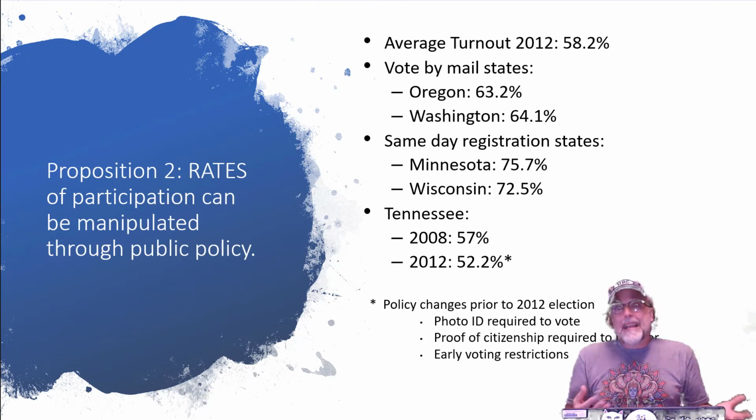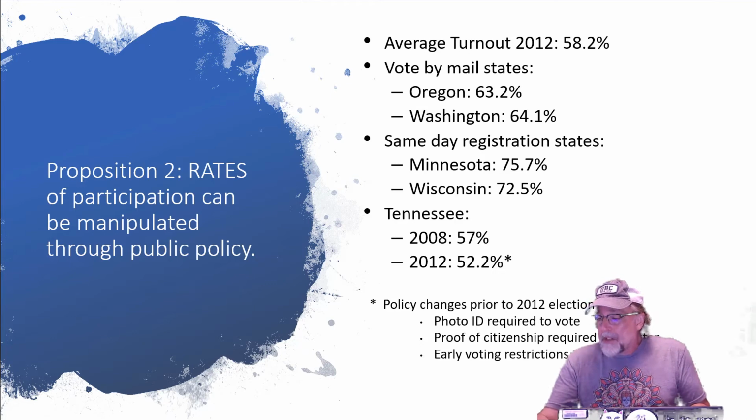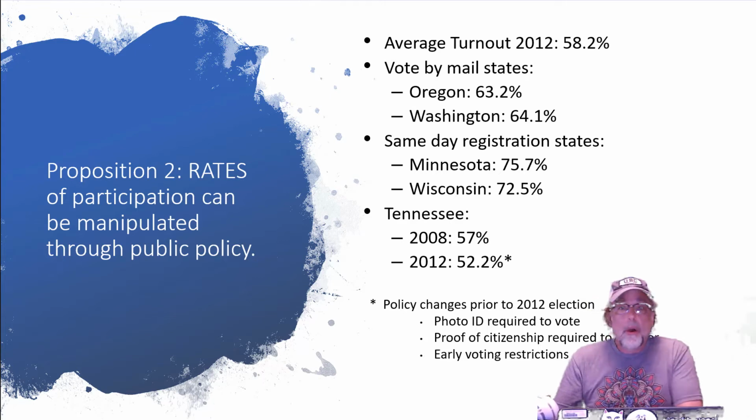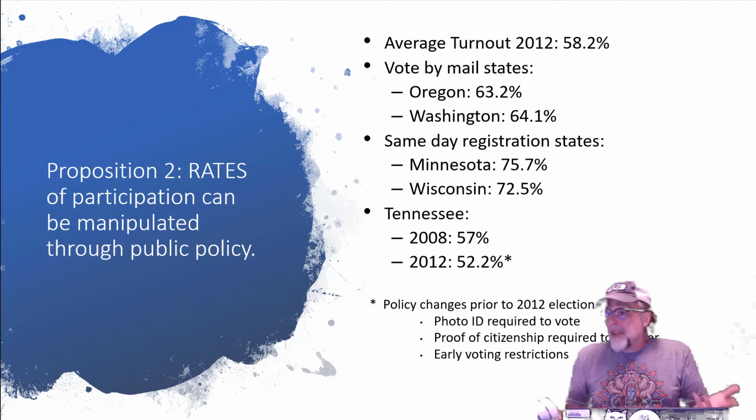Some states make it easier to simply vote in person. In Minnesota and Wisconsin, they have same-day registration. So you don't have to plan to register to vote ahead of time or anything like that. You show up at your polling place. They have a computer, and they know who's registered to vote. So we'll just register you to vote and then give you your ballot. Off you go. Here you're getting over 70% participation in Minnesota and Wisconsin.